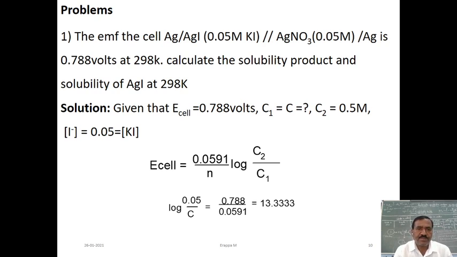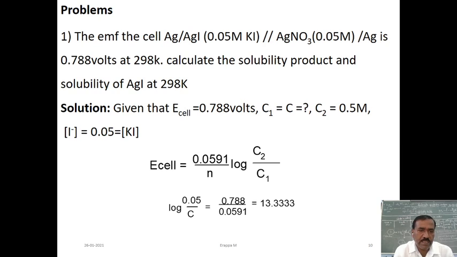Some problems. The EMF of the cell Ag | AgI, with 0.05 molar KI, salt bridge, 0.05 molar AgNO3 | Ag is 0.788 volts at 298 Kelvin. Calculate the solubility product and solubility of AgI at 298 Kelvin. In this problem, E of cell is given as 0.788 volts, C1 you have to calculate, and C2 is 0.05 molar.